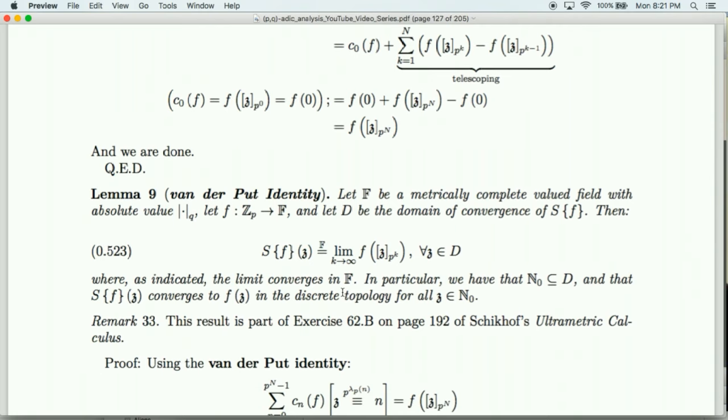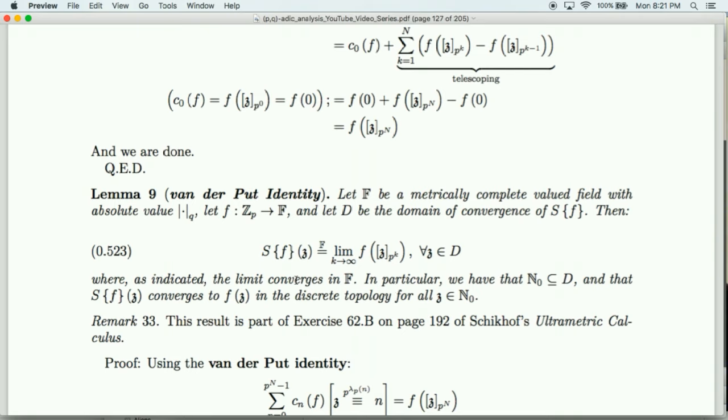So then what we have is that for any z in the domain of convergence of the Vanderput series, the Vanderput series is equal to this limit. Again, this is the rising limit, as we saw from rising continuity. In particular, the non-negative integers are all elements of D, and this limit converges in the discrete topology if z is a non-negative integer.